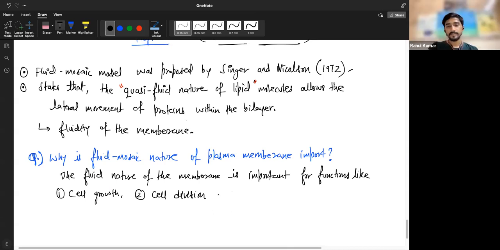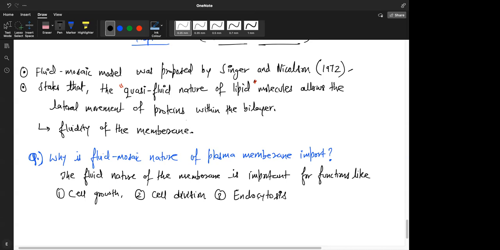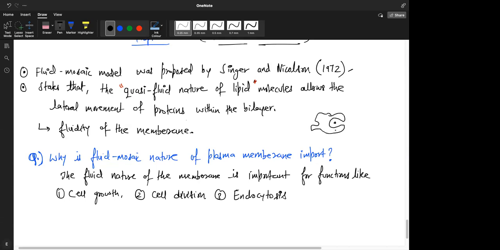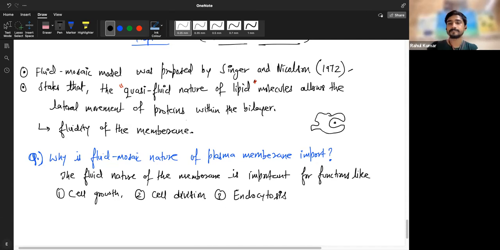Third is endocytosis. We will study about this in detail. Endocytosis is when, have you seen amoeba forming two projections? Amoeba is moving and then it saw food. Then amoeba will send these two projections, engulfing the food. Yes, that's called endocytosis.